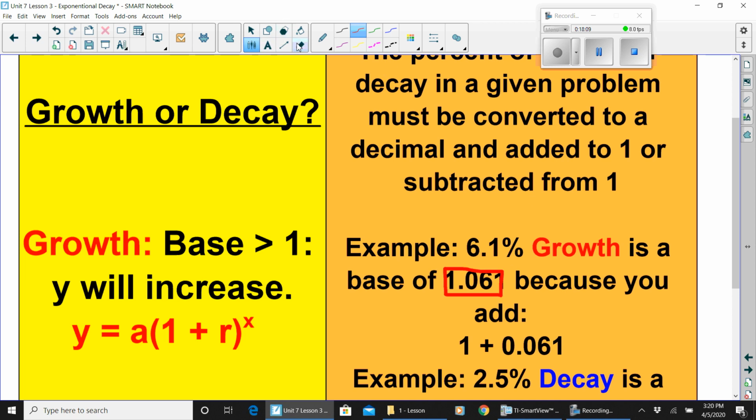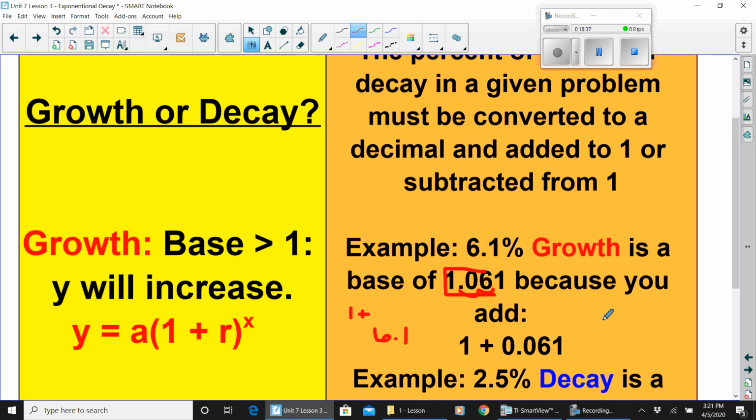I did a bad job of circling it, but then you would have to say, all right, it would have to be 1 plus, and then what is 0.061 as a percent? You would have to convert it back into a percent, and then you would say, oh, all right, it's a 6.1% growth.